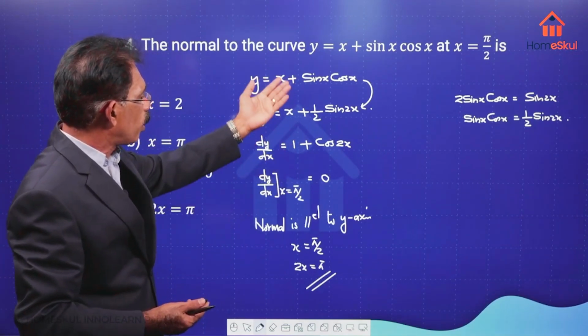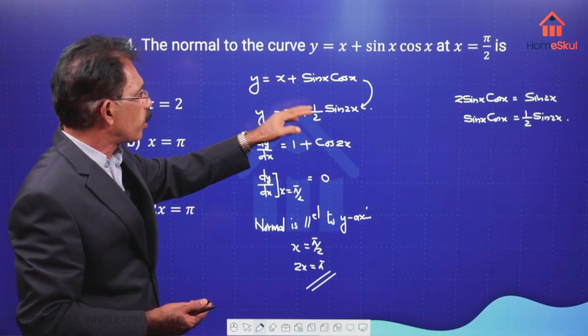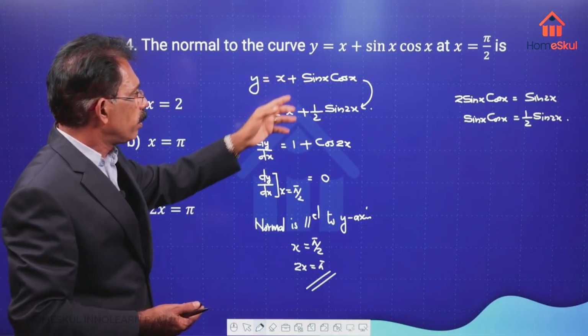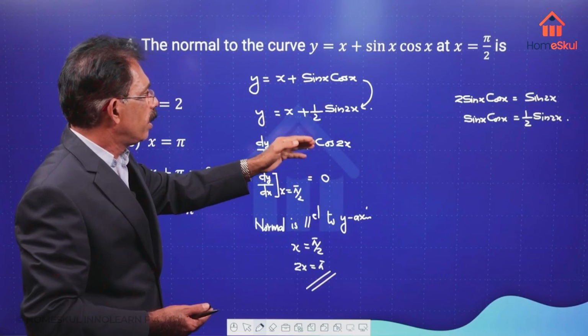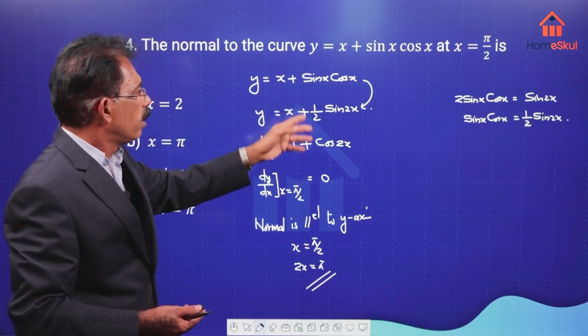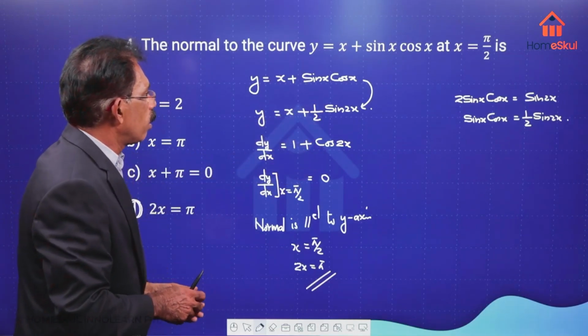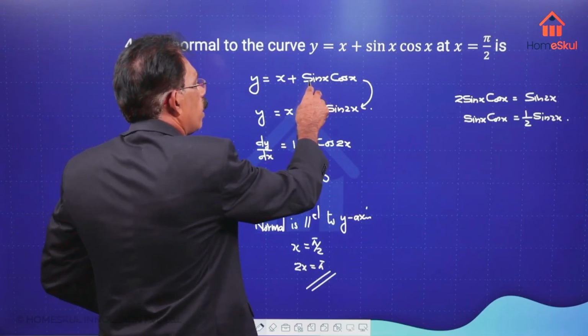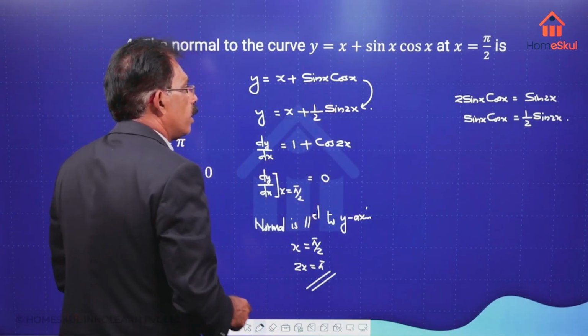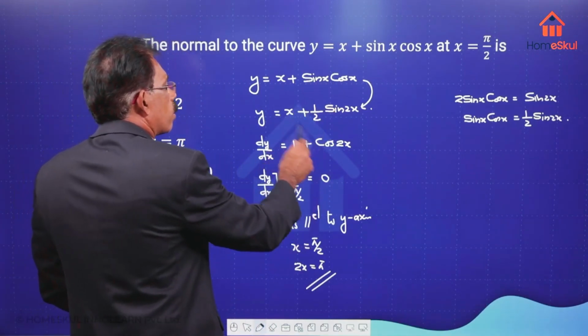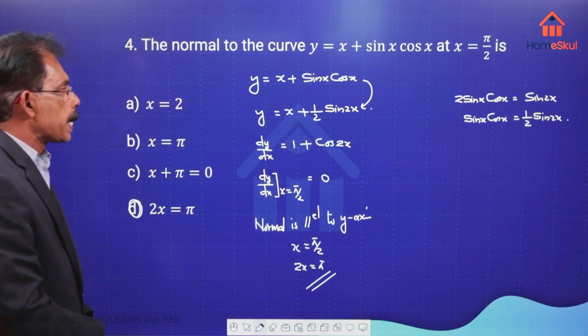There is dy by dx equal to 1 plus sin x into the derivative of sin x, which is cos x. The derivative of cos x is minus sin x, so that is minus sin square x. Minus, that is cos x here, cos x into the derivative is cos square x. Then this is equal to what? Cos 2x here, isn't it?